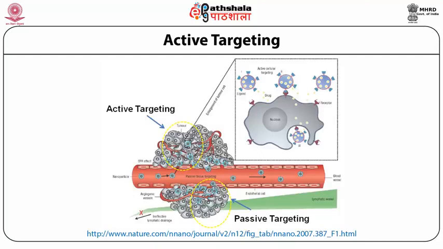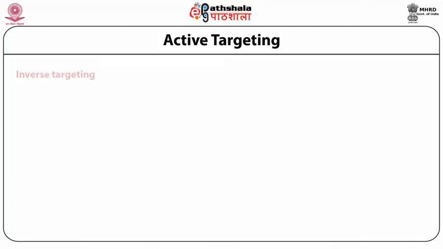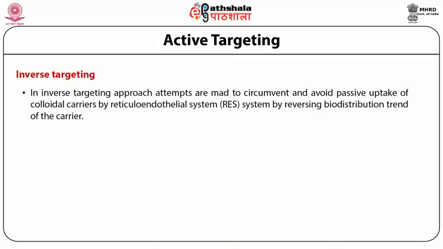In the upper part, you can say due to the attached ligand, in the enlargement showing on the right hand side on the top, you can see there are some ligands that are being bound with that cell, and this is causing the entrapment of this carrier and the release of the drug within the cells. Inverse targeting approaches include development of the material that attempts to circumvent and avoid passive uptake of colloidal carriers by the reticuloendothelial system by reversing the biodistribution trend of the carrier.